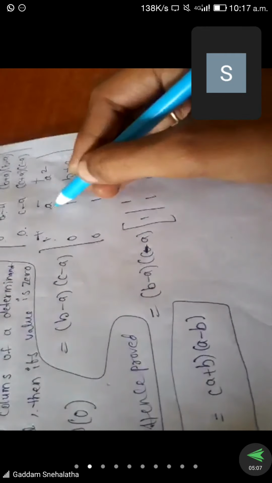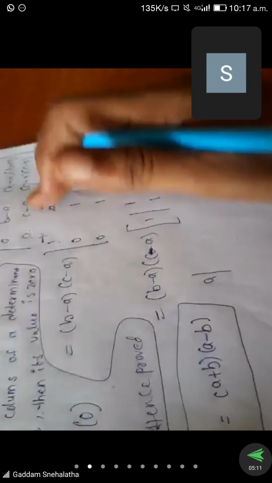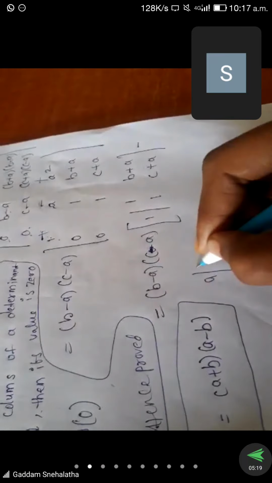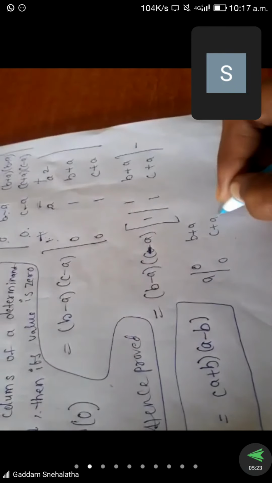Minus, so second is what here? A. So A into this column and this row we should leave. So remaining are what? 0, B plus A, 0, C plus A. So 0 total, B plus A, 0, C plus A. So it will be 0.